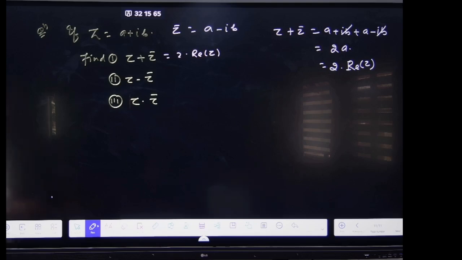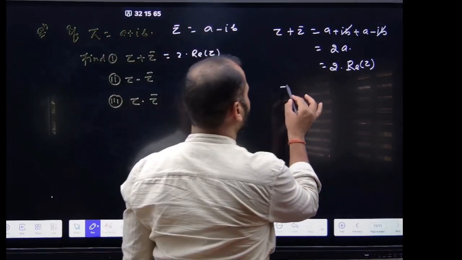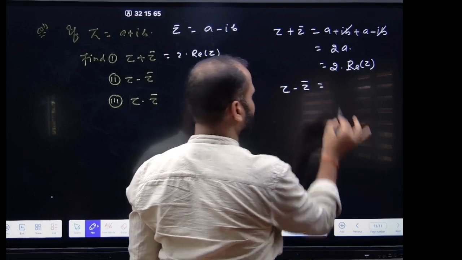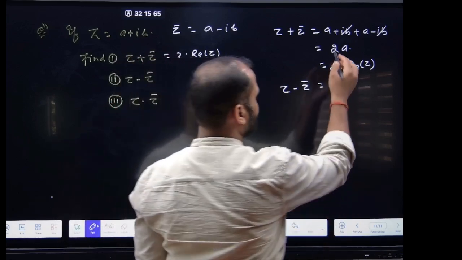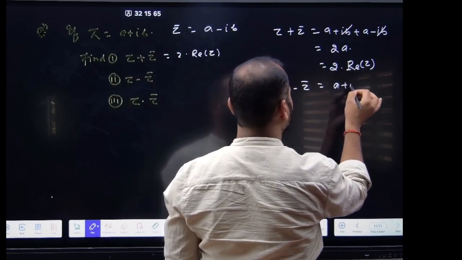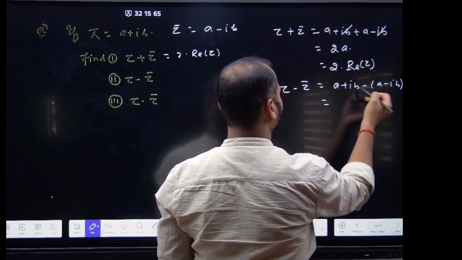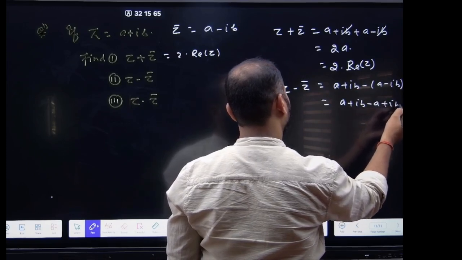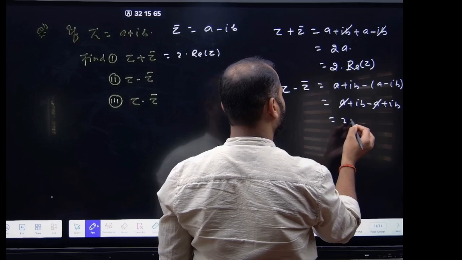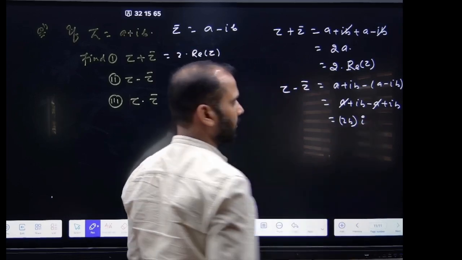Got the answer? So, whenever you have z plus z bar it is 2 times the real part. In the same way, what can you write for z minus z bar? So, z minus z bar, a plus iota b minus a minus iota b. So, a and a gets cancelled, right? A plus iota b minus a plus iota b. A and a gets cancelled, 2 times b, iota will also come, correct?